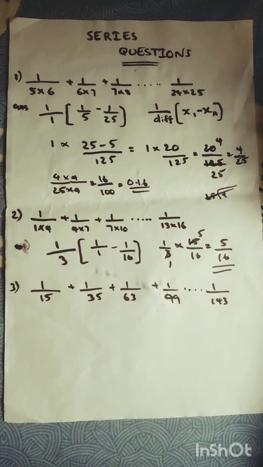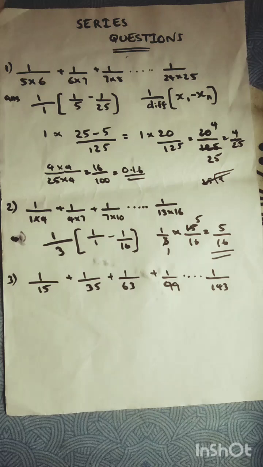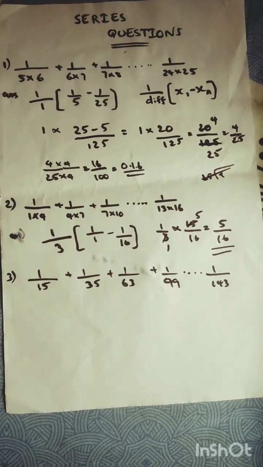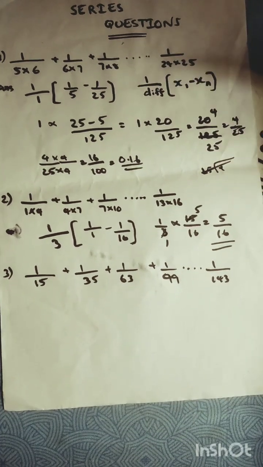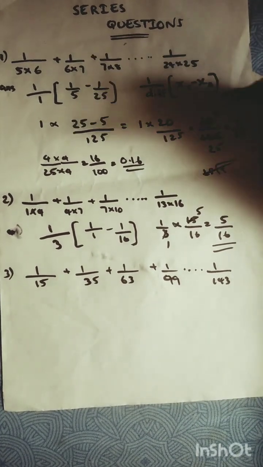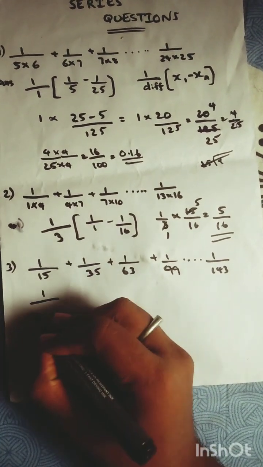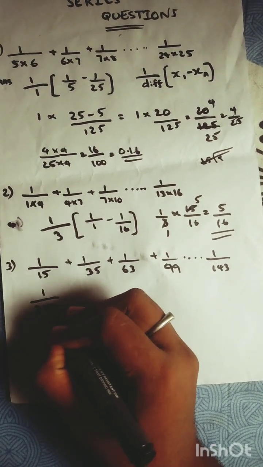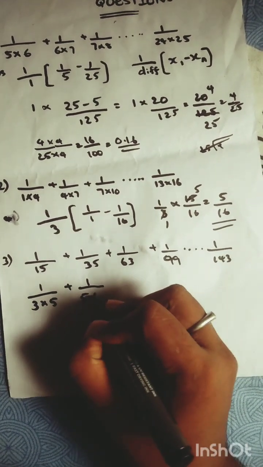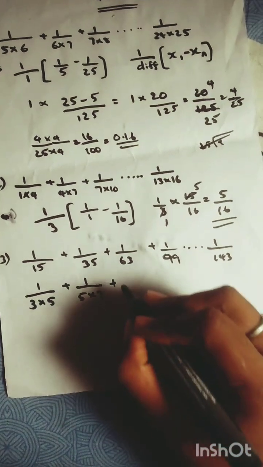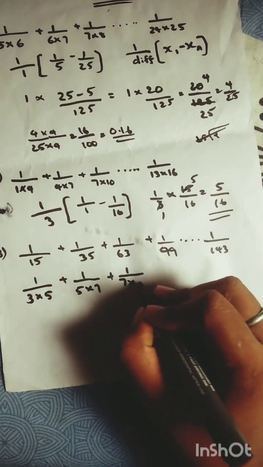So we can move on to the last and final question, a little bit tricky one. 1 by 15 plus 1 by 35 plus 1 by 63 plus 1 by 99 to 1 by 143. There is no series like 1 by 1 into 4 or 3 into 4; there is no such sequence. Then how can we solve this through this difference method? But when we look closely, 15 is a combination of 3 into 5, and the next one, 35, is a combination of 5 into 7. Likewise, when we get that pattern, we can write 3 into 5, and then the next would be 5 into 7.